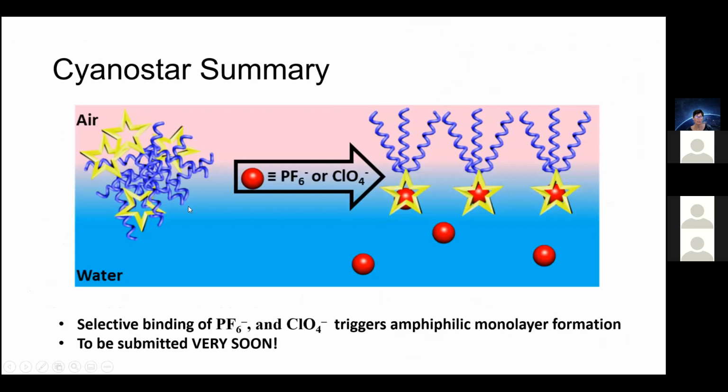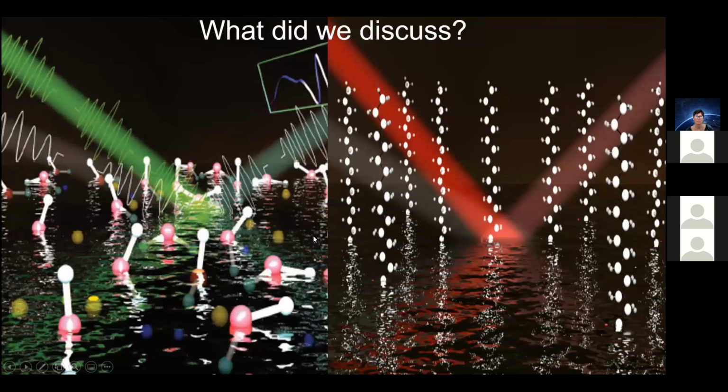So clearly for the cyanostar, the PF6 and the perchlorate were the winners, with very, very strong charging. I don't have the binding data on these yet; I think we just decided to do the perchlorate. Okay, so I discussed a lot. I have one more slide after this, but I did show you a lot about air-water, and maybe lipids and organic receptors at the surface and binding.